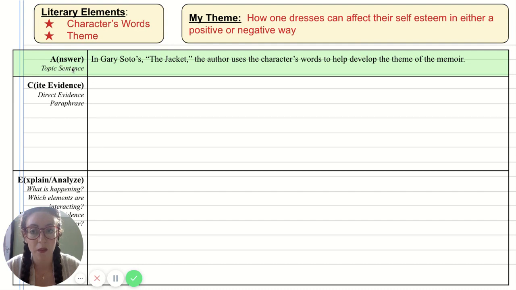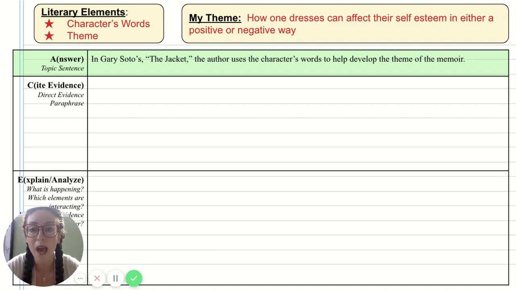So my A is a topic sentence. And this is when I'm just going to rephrase the question or the prompt. So I wrote, in Gary Soto's The Jacket, the author uses characters' words to help develop the theme of the memoir. It's as simple as that. I restated what the prompt asked me to do, and I mentioned my two literary elements in my topic sentence.